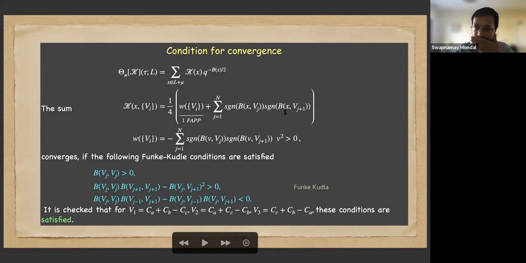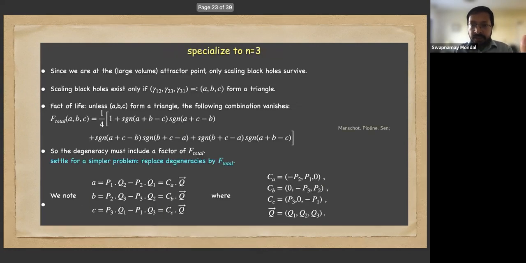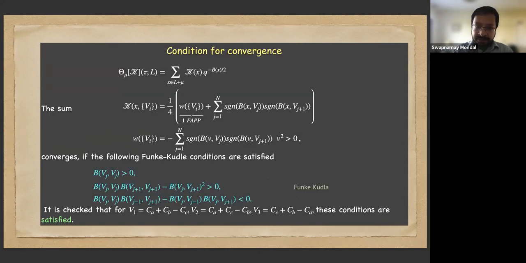Then there is a certain condition, and it's the sign of the inner product of the vector x, which is being summed over, that is the electric charge vector for us, and some vector v. And then we have certain conditions called Funke-Kudla conditions on those vectors, which if they're satisfied, then this sum converges. There exists such a statement. Since we have exactly that structure, we check that for our vectors, and we find that indeed they are satisfied.